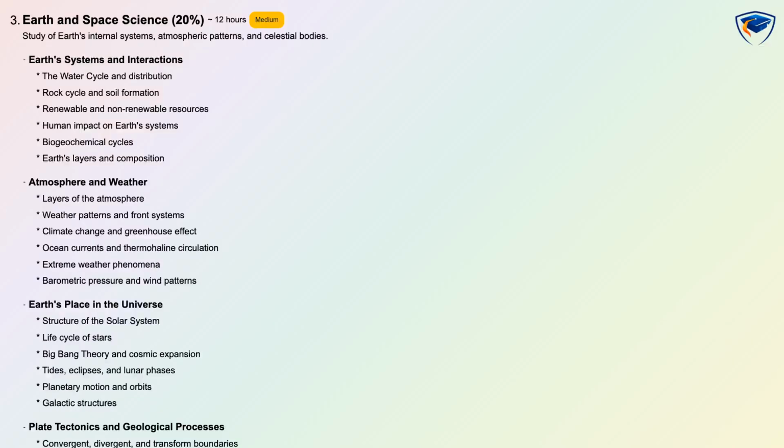Lastly, let's look at earth and space science. This domain is divided into 4 topics: Earth systems and interactions, atmosphere and weather, Earth's place in the universe, and plate tectonics and geological processes. You'll discover the intricacies of Earth's internal systems, including the water cycle and rock cycle, and learn about the impact of human activity on the environment. You'll also study the layers of the atmosphere, the structure of the solar system, and the mechanisms of plate tectonics.